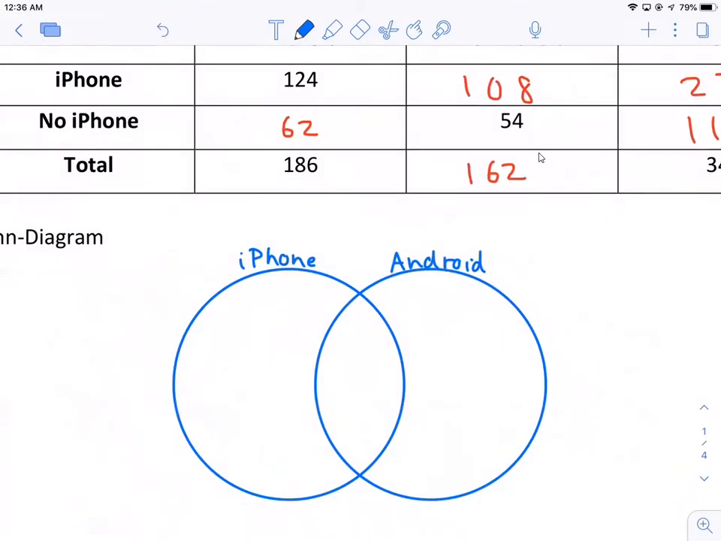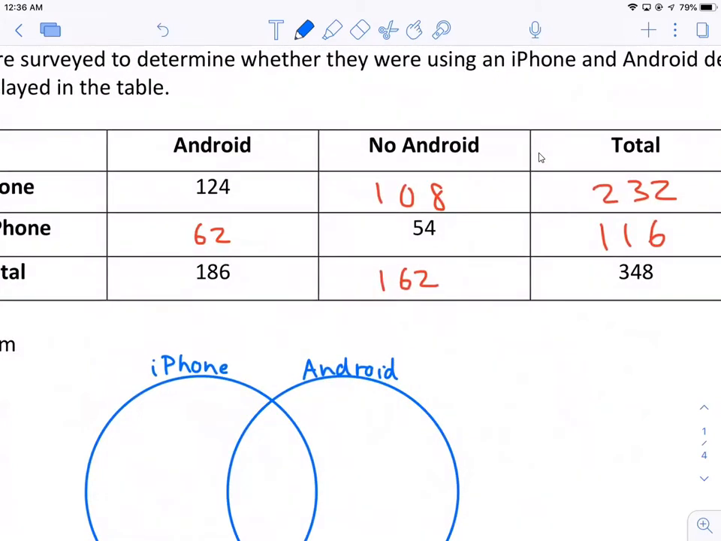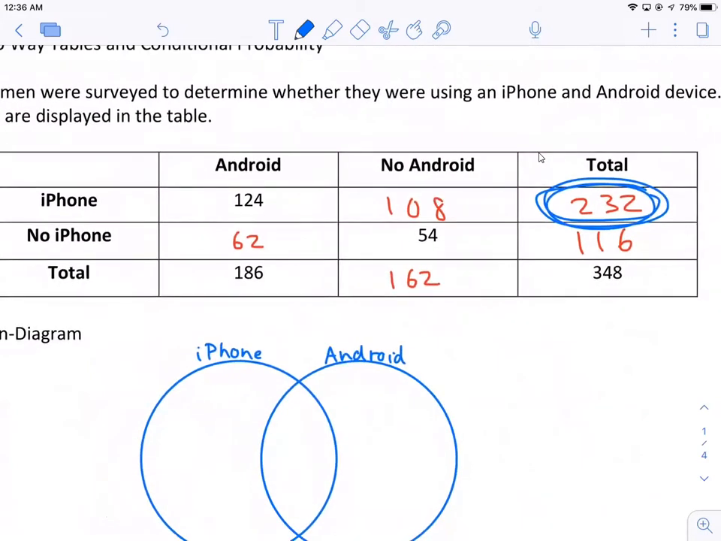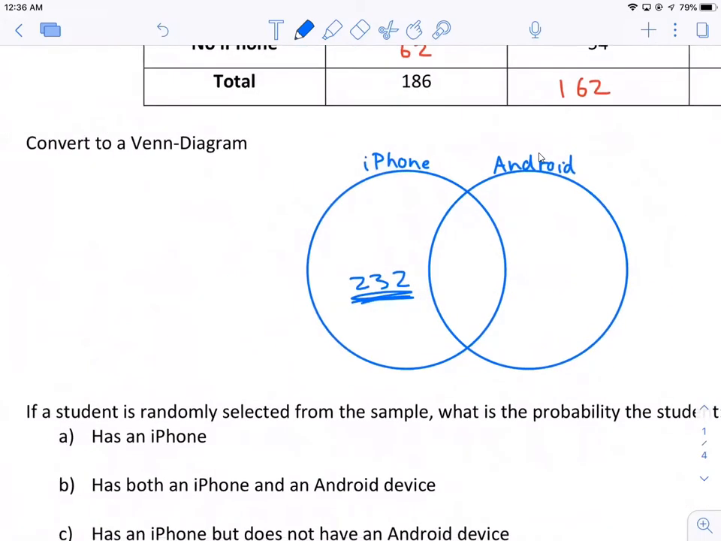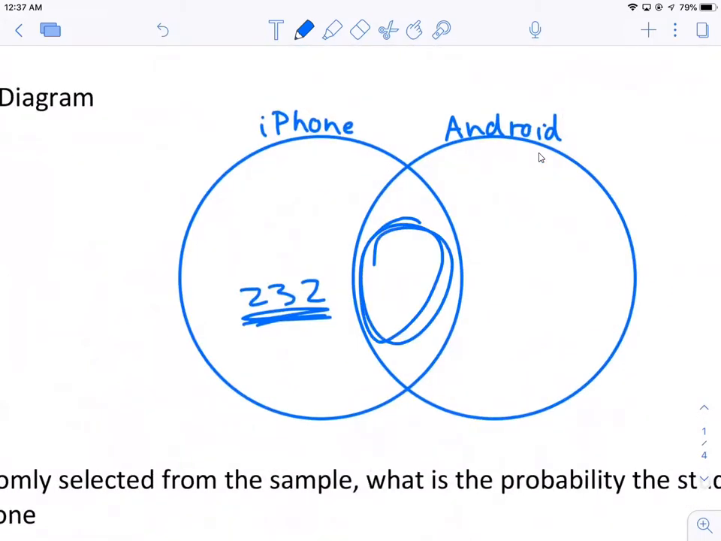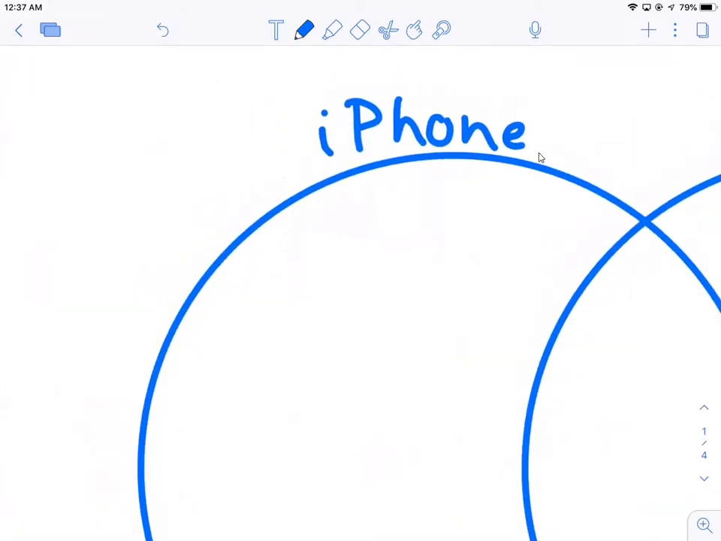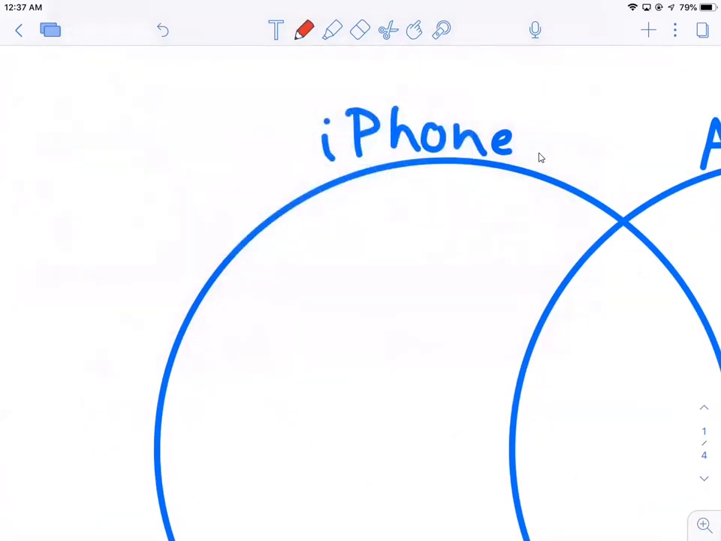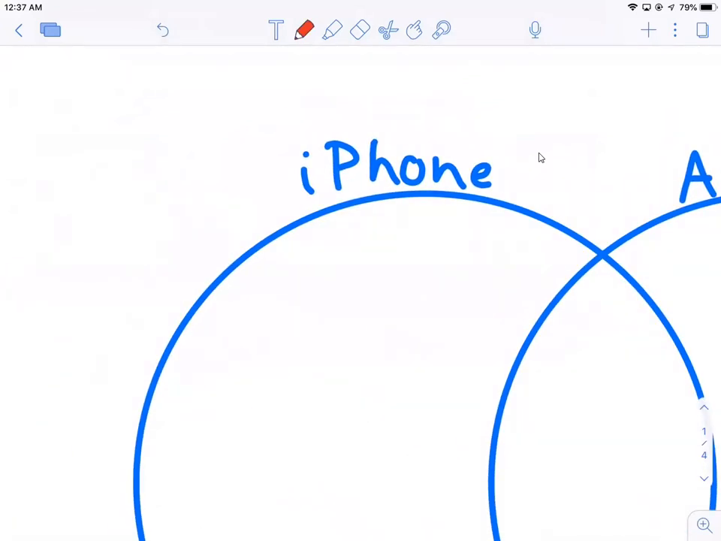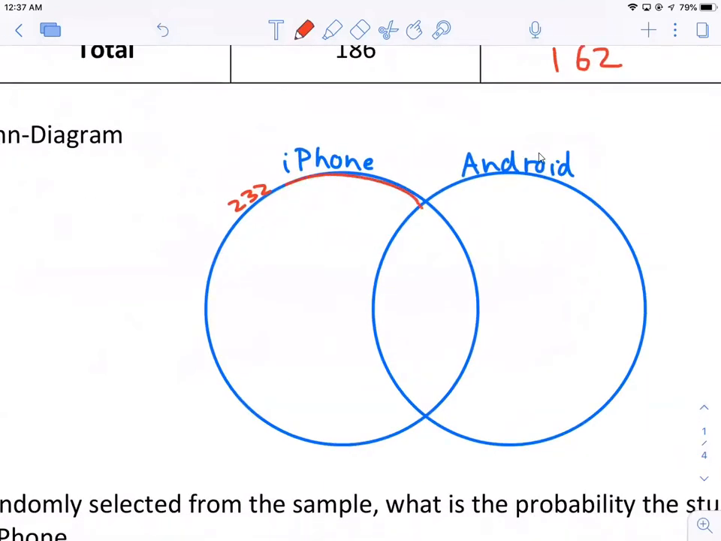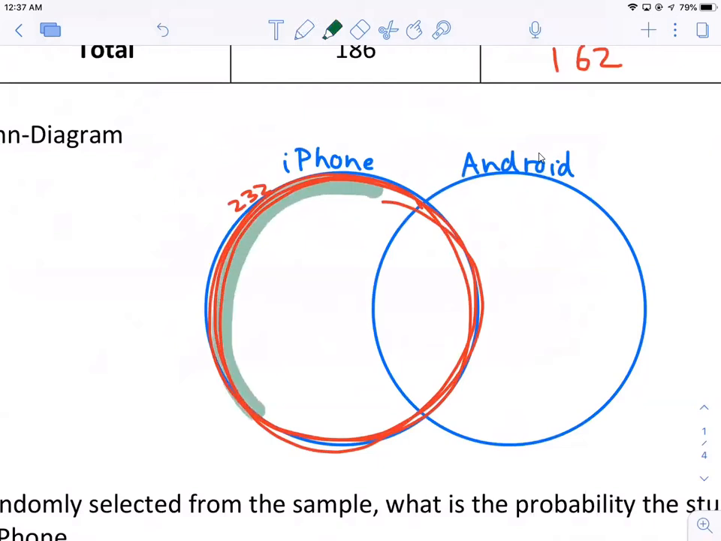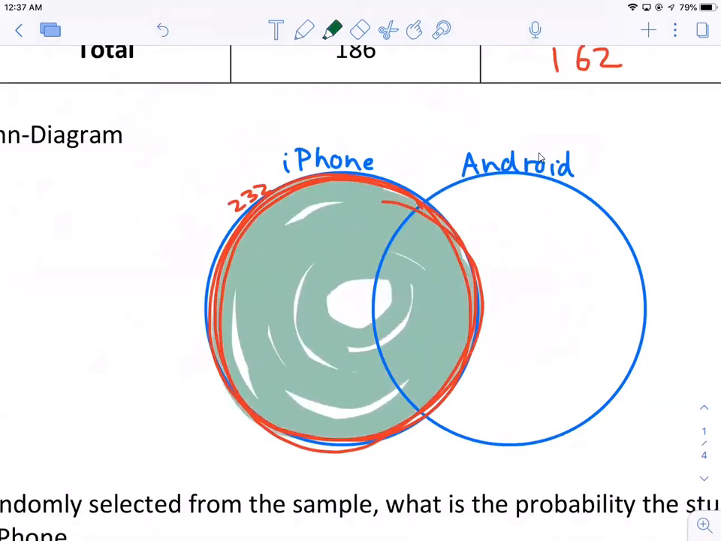So how many people have an iPhone? I see that number is 232. You might be tempted to put 232 in the circle, but what about this overlapping part? Are we going to have some overlap between iPhone and Android users? So instead of putting the 232 there, I'm going to put this 232 just outside the circle. You don't have to, but I like to do that because that tells me whatever numbers I have in this iPhone circle should add up to 232.